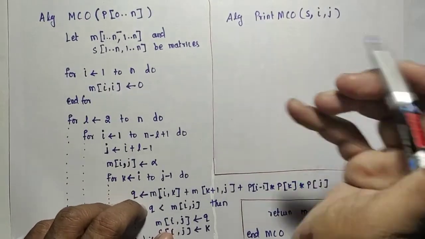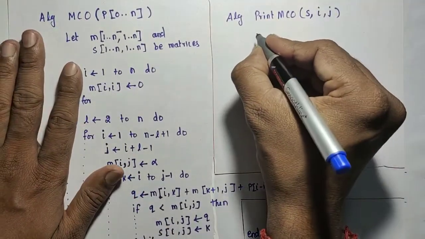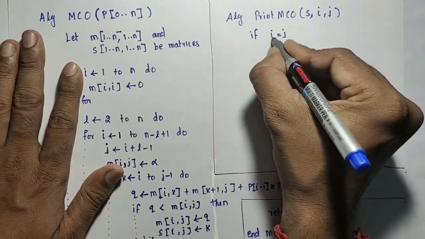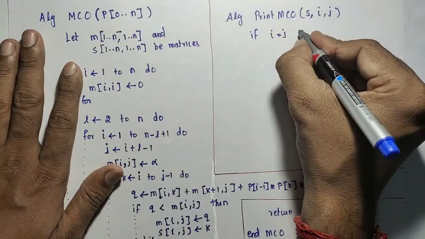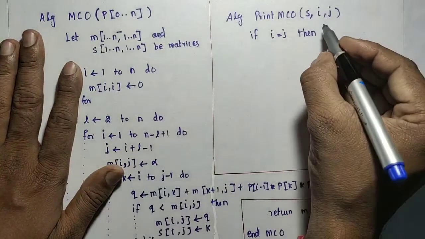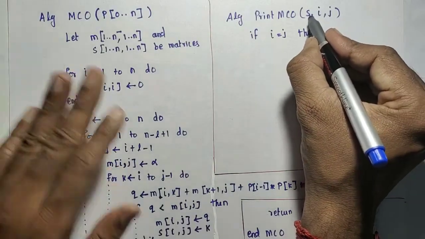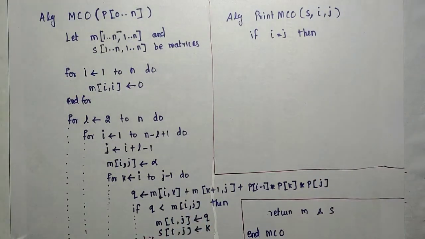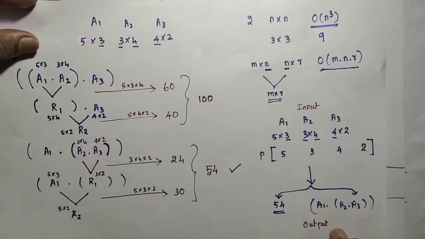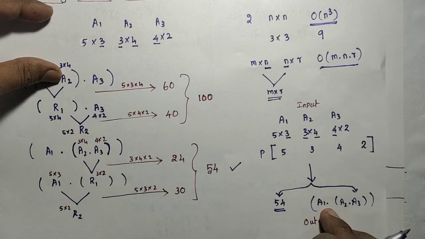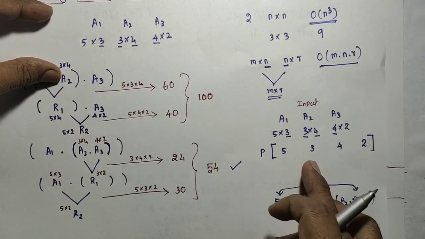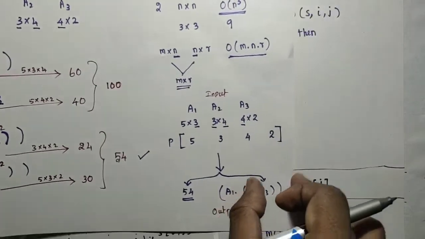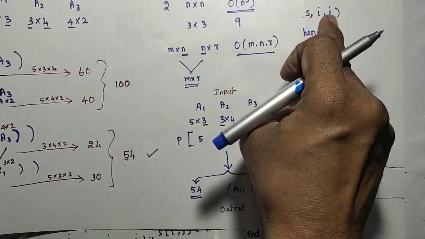Here the algorithm is very simple. It is using a recursive procedure. If i equals j, then just print that one only, that is, s comma 1 means we have to print A1 alone. If you want to find these three matrices fully parenthesized, then for these three matrices we need to pass the i value as 1 and the j value as 3.